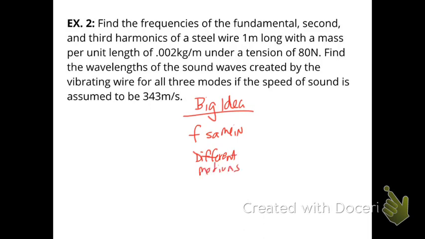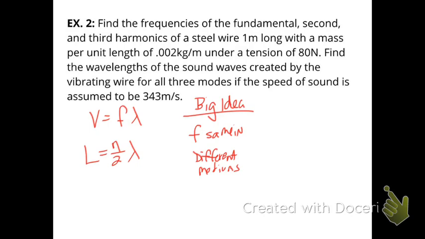Now the first one is to find the frequencies of the fundamental, second and third harmonics of a steel wire 1 meter long. So that means that we're dealing with V is equal to frequency times wavelength. Okay. Let's look at the wavelength issue. So wavelength 1, wavelength 2, wavelength 3. Where L is equal to N over 2 times wavelength.